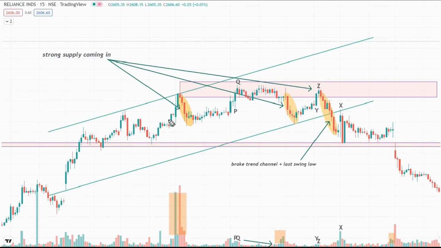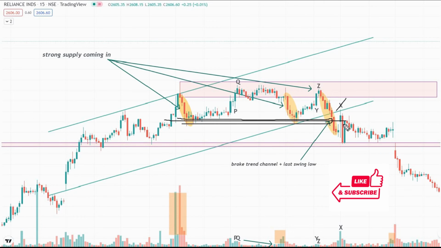And we find that here two market structures have been broken. One is the trend line and one is the important support zone. So we could sell here with stop loss here, and the first target should have been around these levels. Now our next trading opportunity should have been around here.